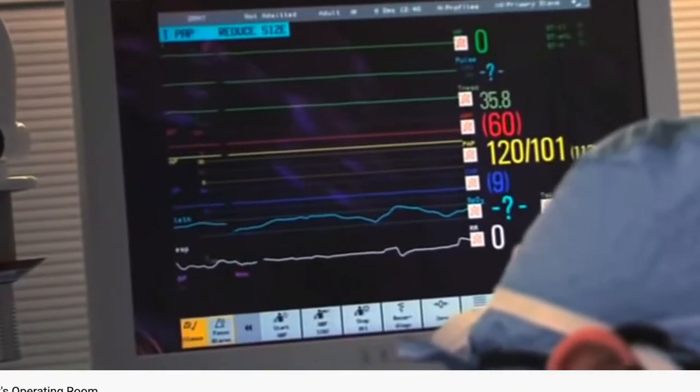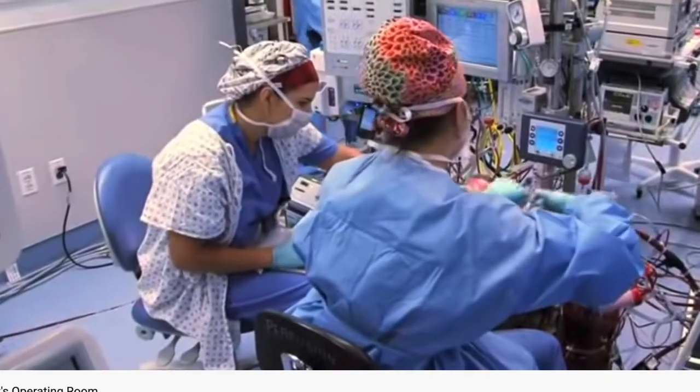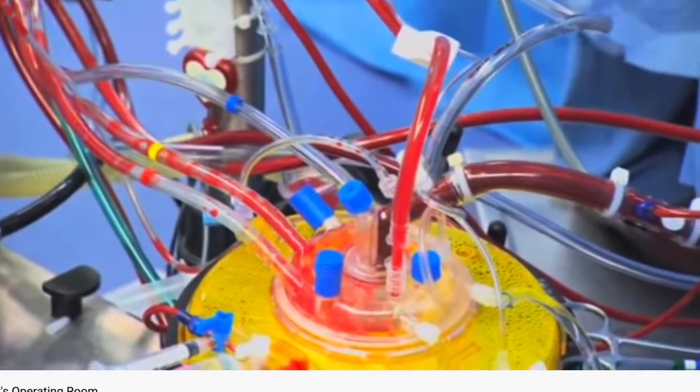You see how the red line there is now a flat line? That's the clinical definition of death. This woman is technically 100% dead right now. Her life is supported by the bypass machine.